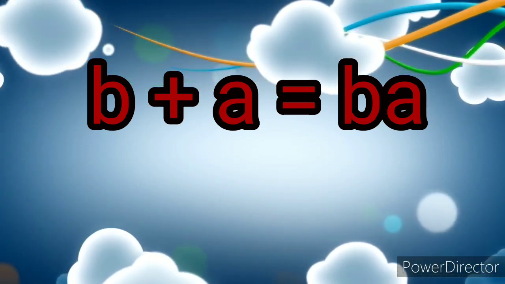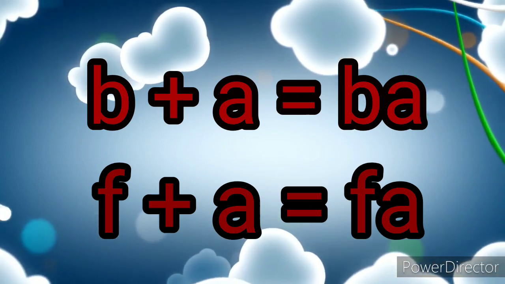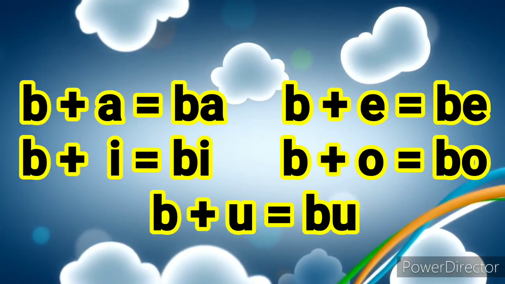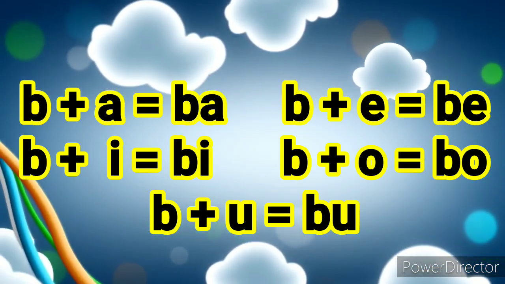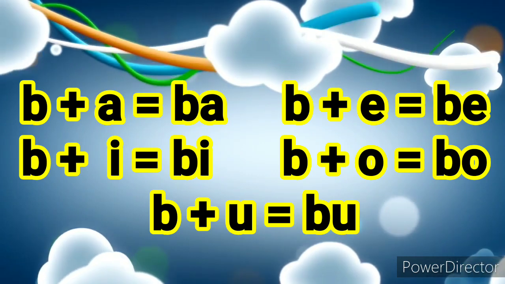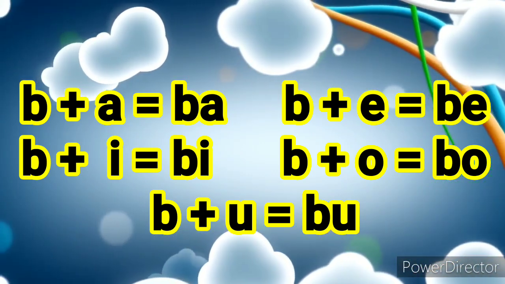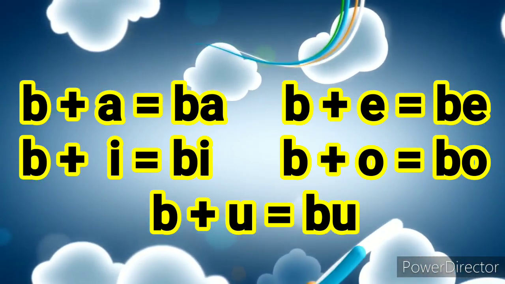B, A makes ba. F, A makes fa. Let's see. B, A, ba. B, E, be. B, O, bo. B, A, ba.